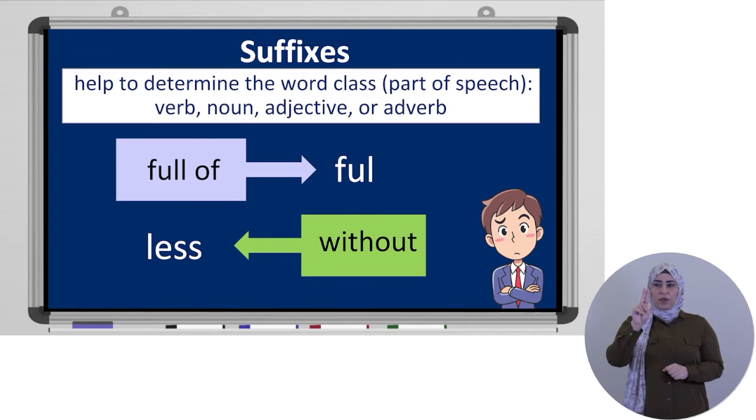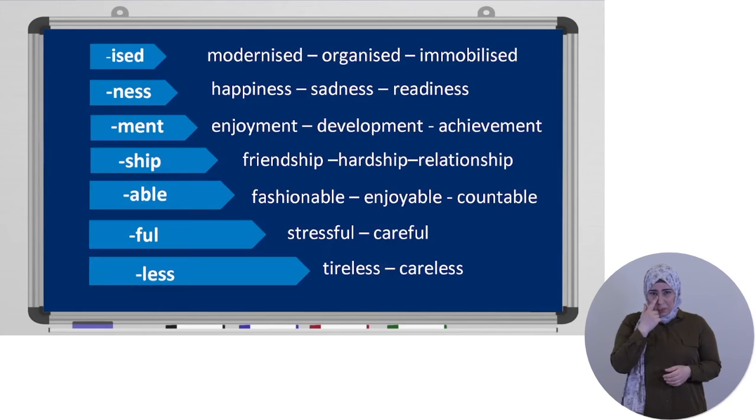Let's look at some examples of suffixes. We have full. When you add full at the end of a word, it means full of. So if I say, be careful, what do I mean? You have to be full of care, so to take more care into doing something. If I say less, I mean without. If I describe someone, he is careless, he is less of care. He doesn't have any care. He's very careless. I'm describing him.